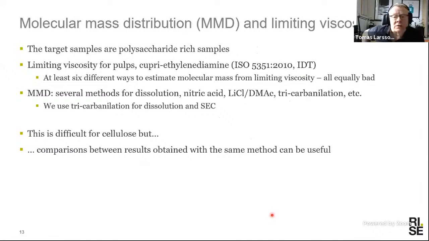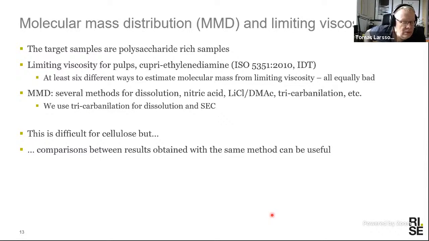Well, molecular mass distribution is equally complicated and associated with other forms of complication, but the target we used it for was samples that are polysaccharide rich, and you can do limiting viscosity.